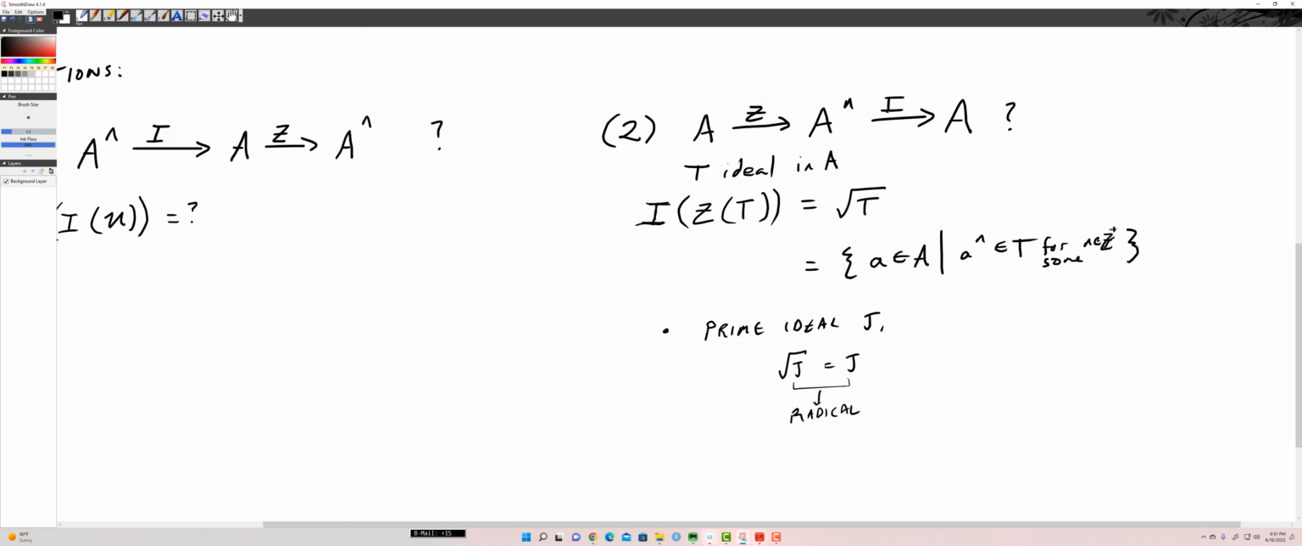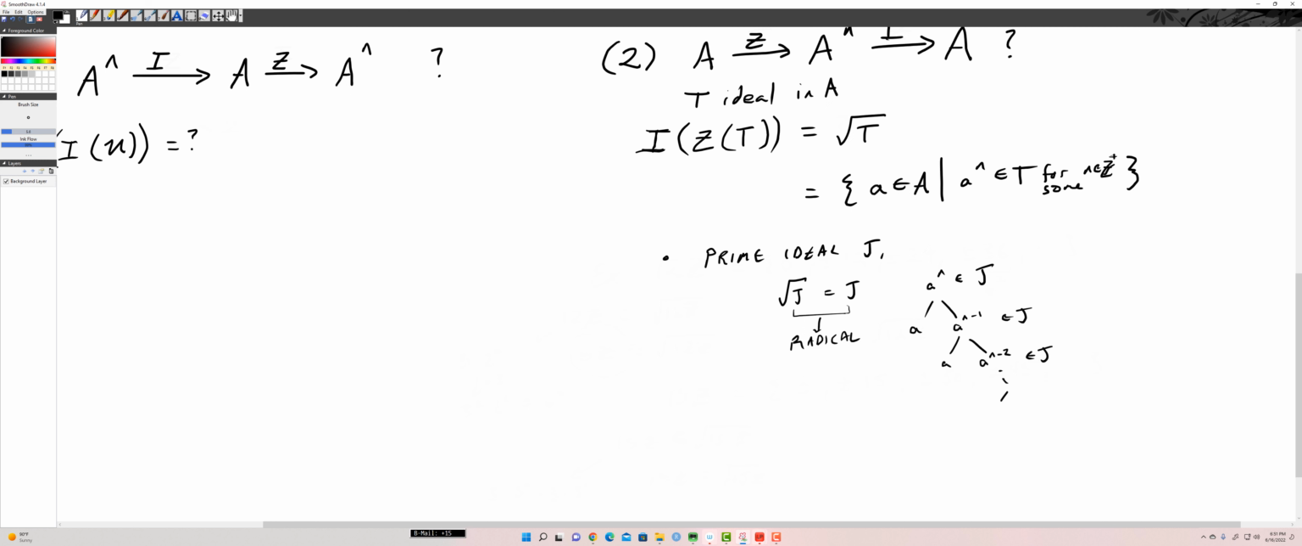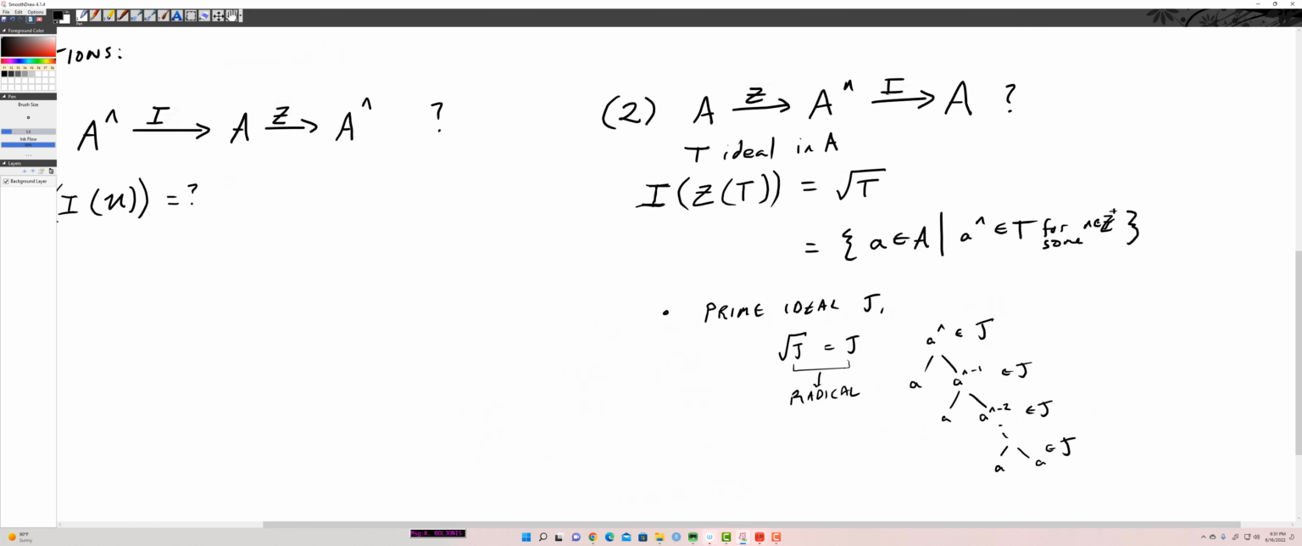I won't prove this, but an easy way to think about it is, if we have a to the n in j, and j is prime, then that means that either a or a to the n minus 1 is in j. If a is in j, then we're done. If it's not, then we just do it again. A or a to the n minus 2 is in j. And we continue until we have a or a is in j. That is all I'll say about that right now, but we'll be coming back to this shortly.